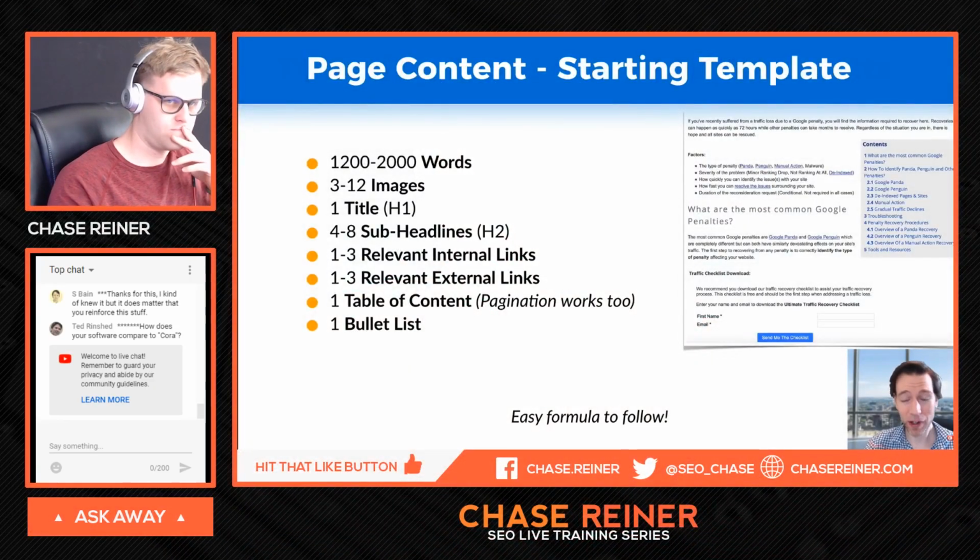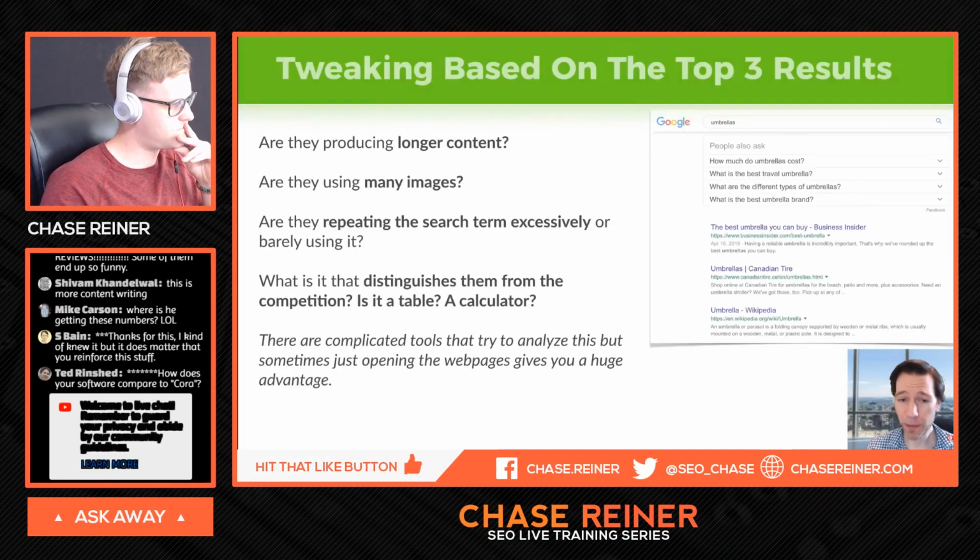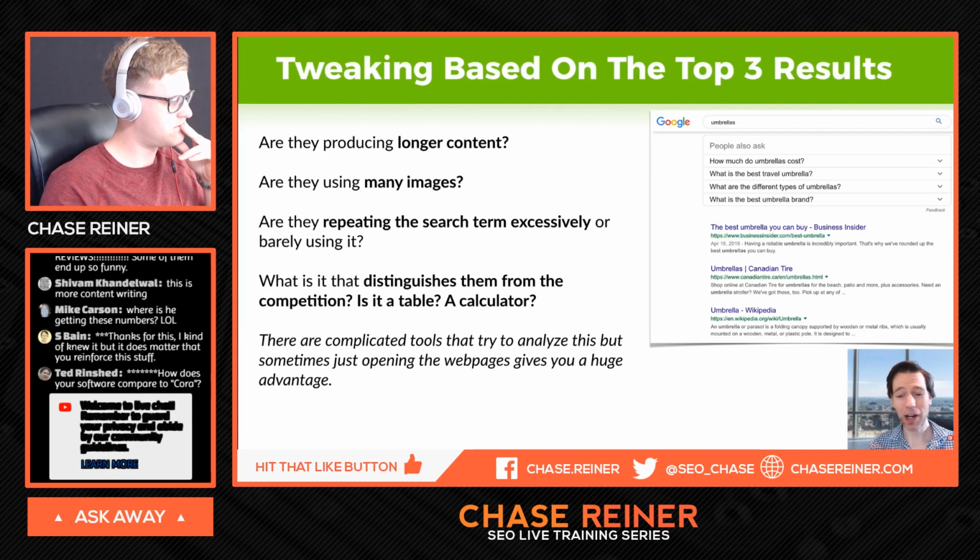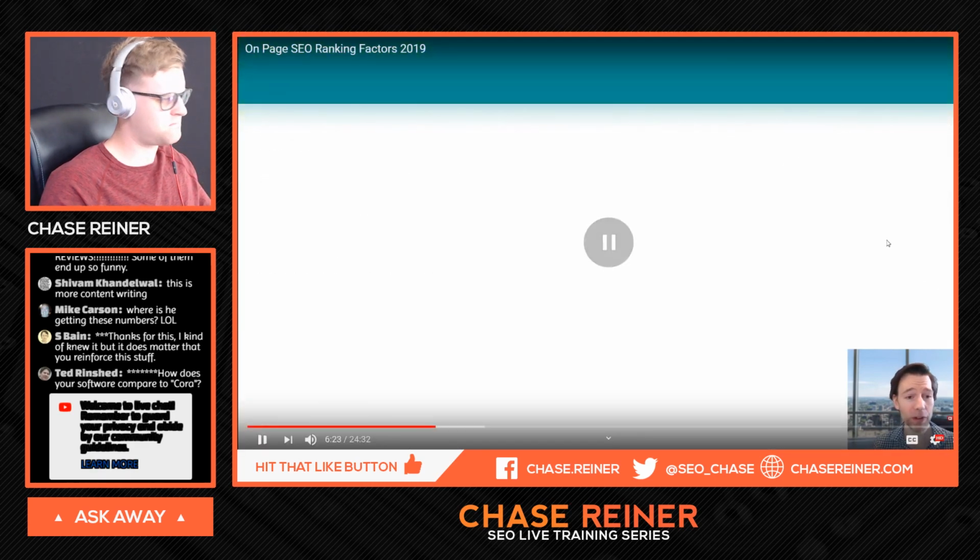Look at it. Let's actually go back. Once you have this starting template, then you just go look at the top 3 results and tweak it slightly based on what you see. All right, moving. Come on. Take the basic template that I have with 1,000 to 2,000 words, recommendations, 3 images, and then look at the top 3 results manually and then just tweak it based on that.